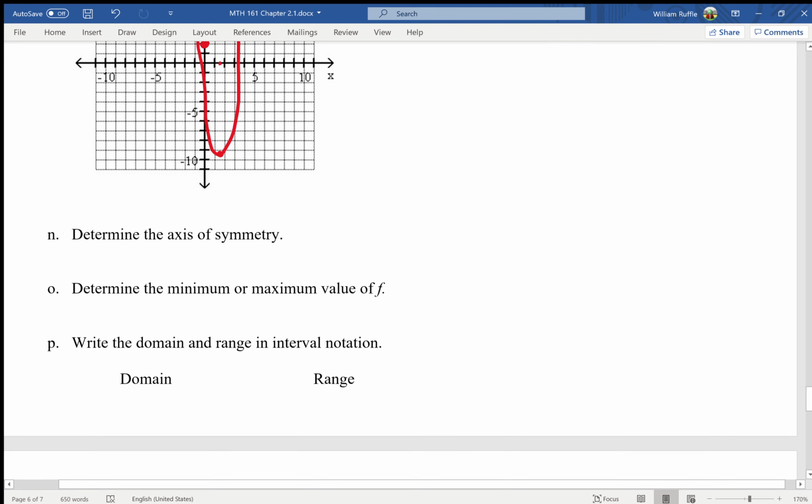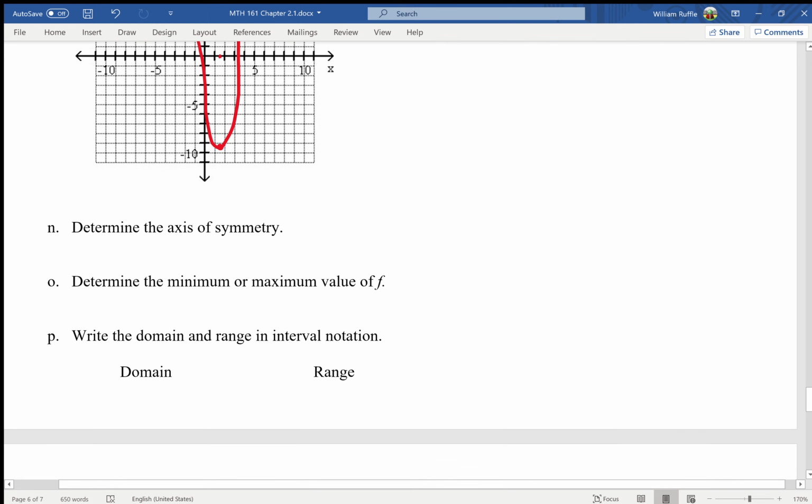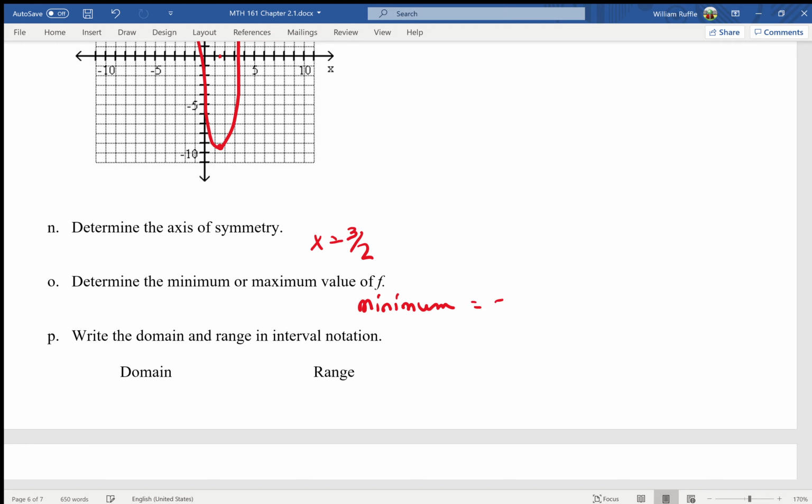Determining the axis of symmetry, well, the x value in the vertex is 3/2, so that's 3/2. The minimum value, well, it is a minimum because it goes up, so minimum, I did spell that right, is equal to negative 37/4. The domain goes from negative infinity to positive infinity. Range, the lowest value is negative 37/4, so it gets a bracket because it does equal that, and it goes to positive infinity. Okay, so that's that problem.